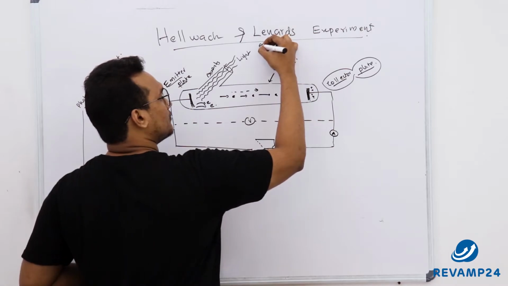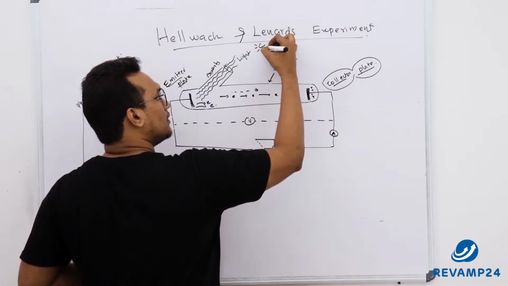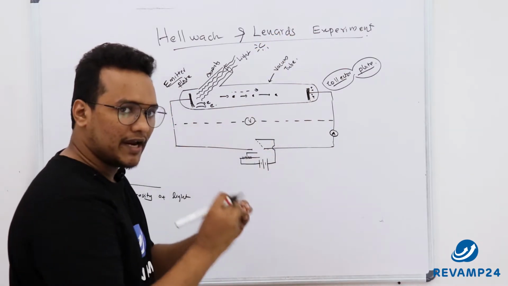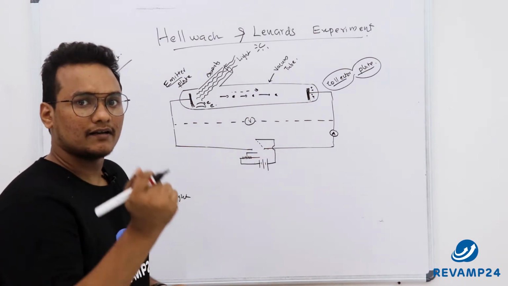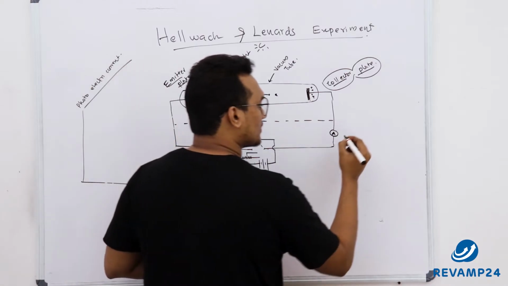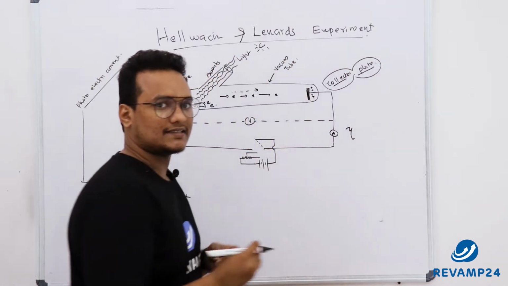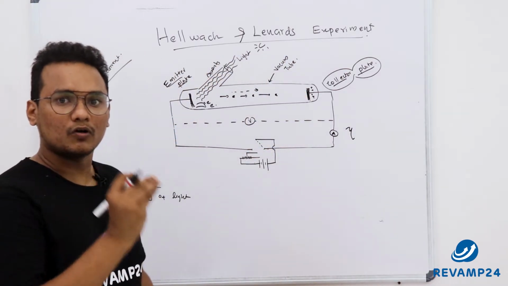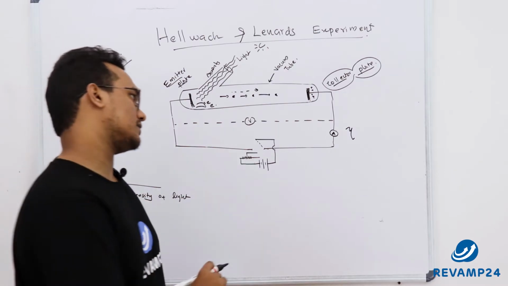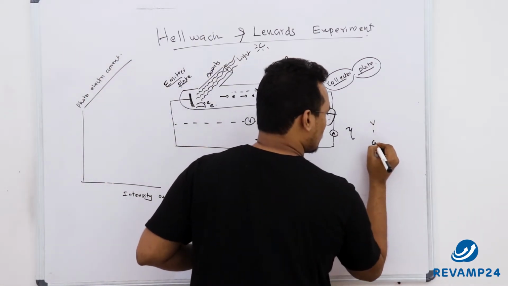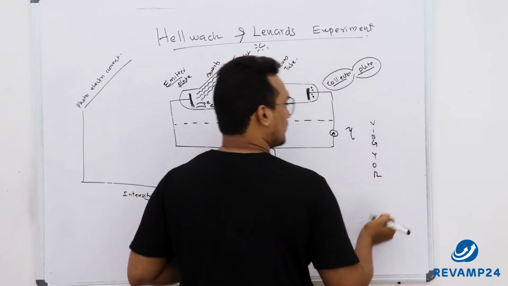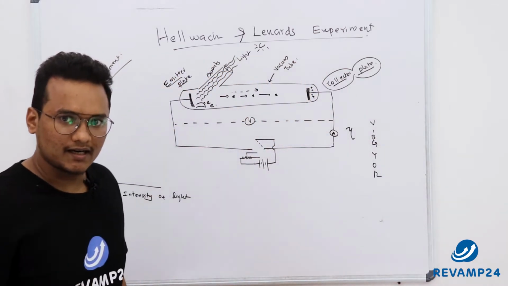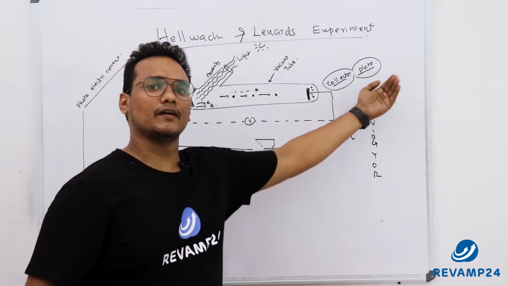Now the source is nothing but a bulb. This bulb can be made with different intensity and can also be made with different frequency. Now what is frequency? We can see different colors of light because they possess different frequencies: violet, indigo, blue, green, yellow, orange, red. These have different colors because their frequencies are different.